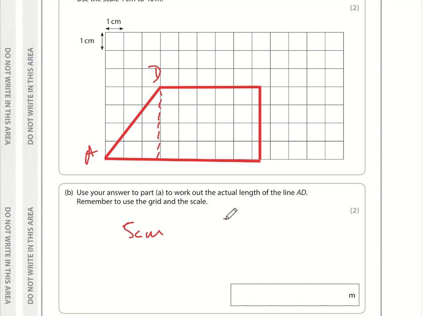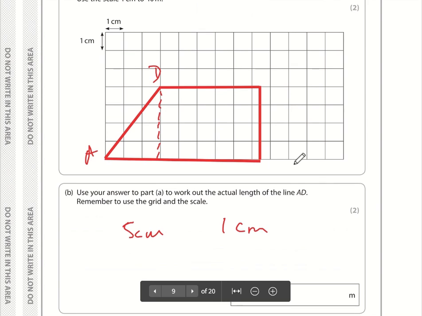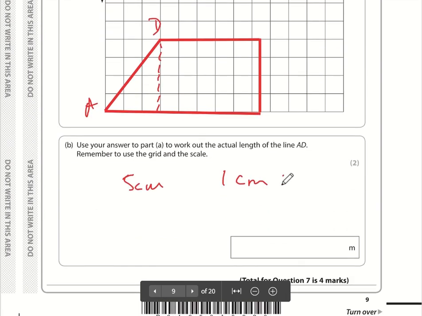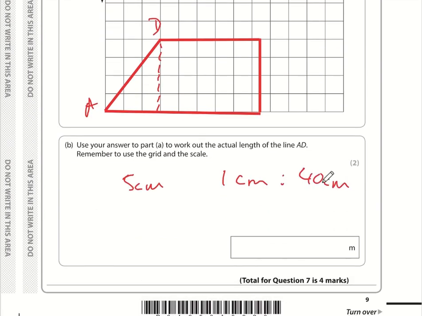Now the scale was 1 centimetre to what was it again? 40 metres. So 1 centimetre to 40 metres. So therefore 5 centimetres will be this number multiplied by 5. So that is 200 metres.